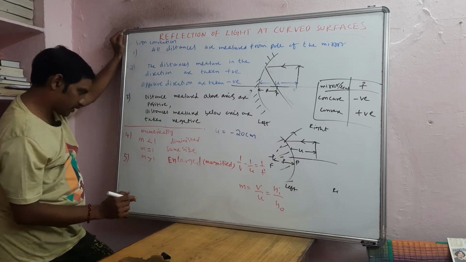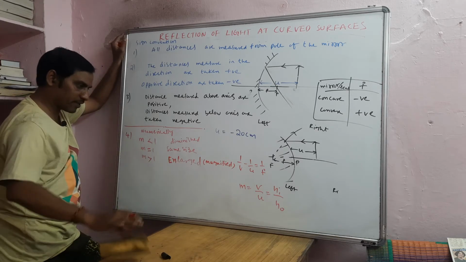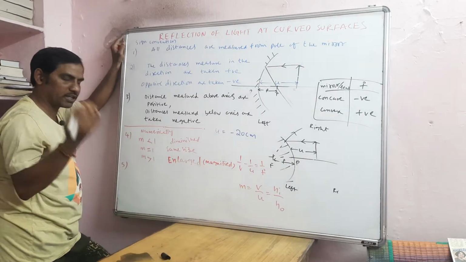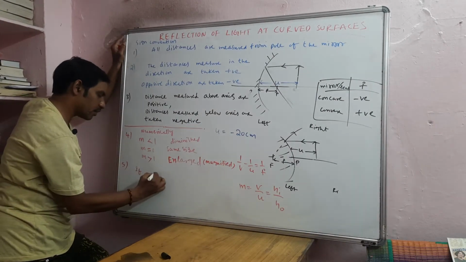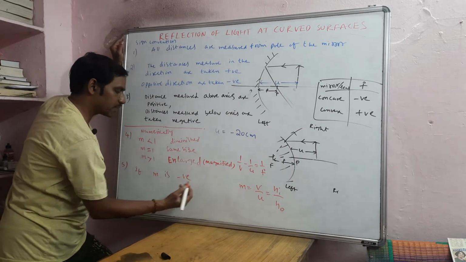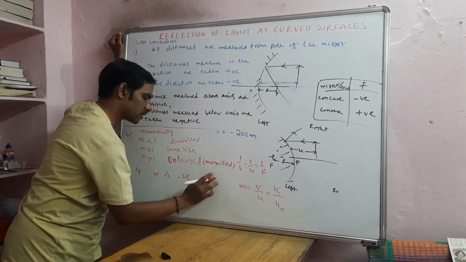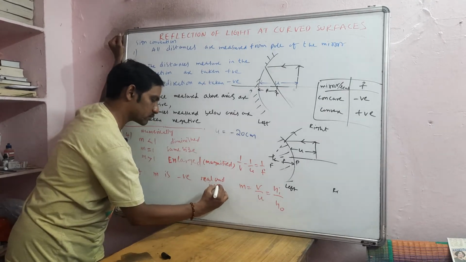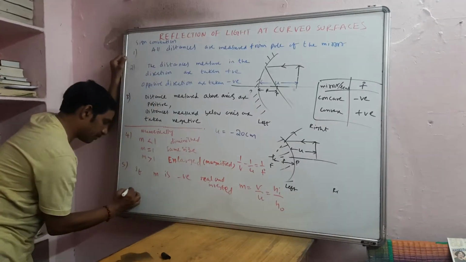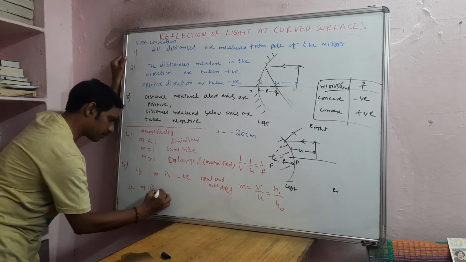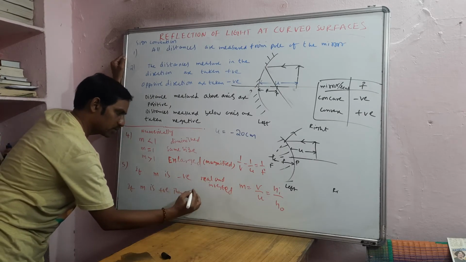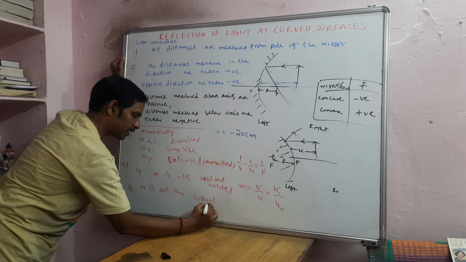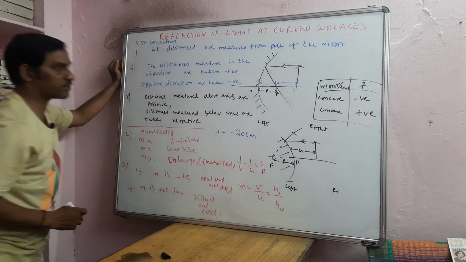Now another point, the fifth one. Whenever you want to say, in numericals, whether the image formed is virtual and erect or real and inverted: if m is negative, then the image formed will be real and inverted. If m is positive, then the image formed will be virtual and erect. So you have to remember this. Okay, this is about sign convention.